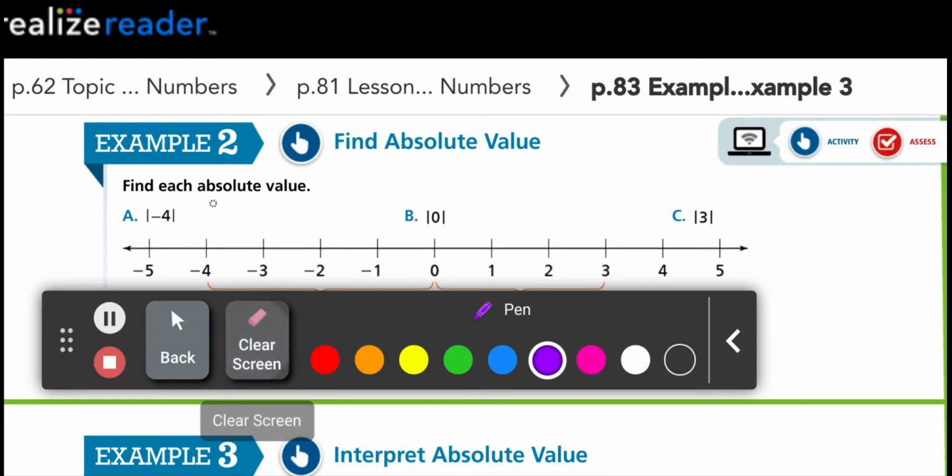So what is the absolute value of -4? How far is -4 from 0?